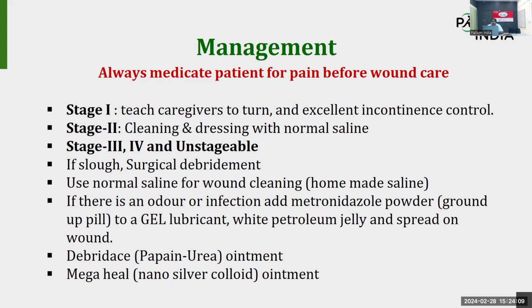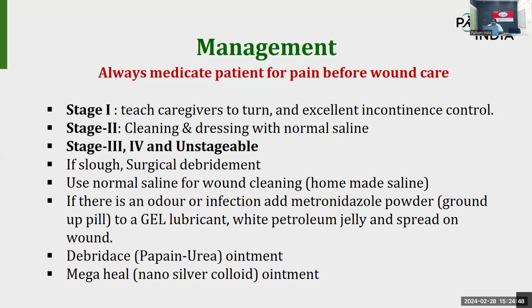In stage 4 or 5 or unstageable. In unstageable, there is a chance of presence of slough. If the slough is there, sometimes it is very hard, so you have to moisten that slough. It may take 4 to 5 days, sometimes weeks may be needed. So you have to soften the slough. Once it detaches from the skin, you can remove it. So this is for the unstageable wound.